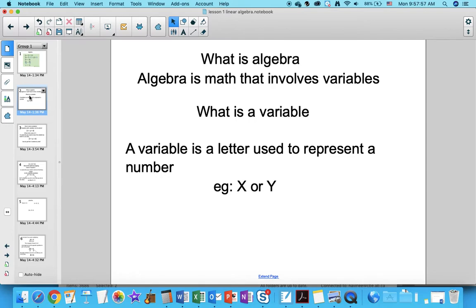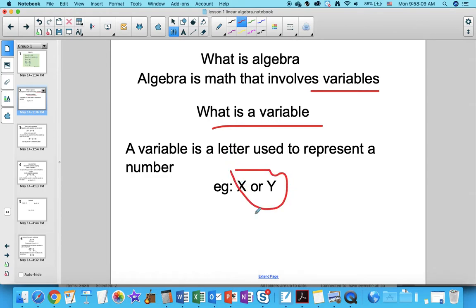So, algebra is math that involves variables, right? What's a variable? A variable is a letter or a symbol used to represent a number, right? So you may have seen x equals or y equals, and these are all examples of variables, right? X and y are meant to represent a number. Now, it could be many different numbers, right? X could be 4 or could be 8.